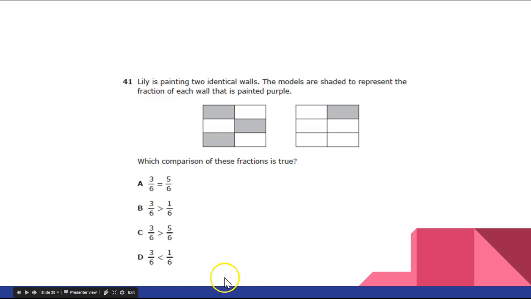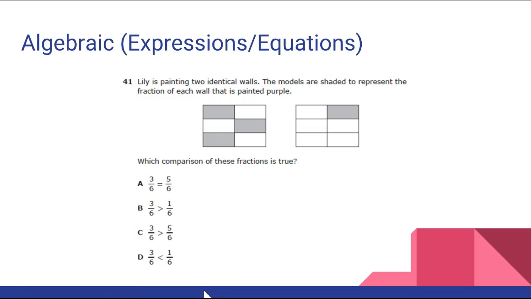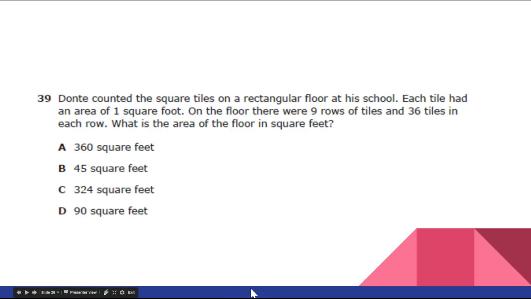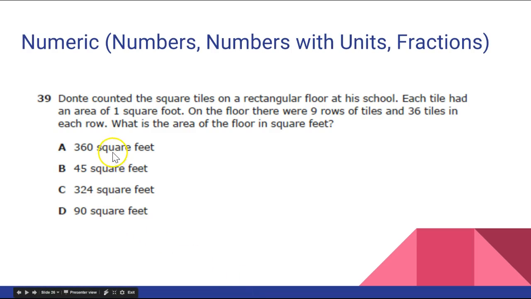So looking at just these answer choices, nothing else, think to yourself, what is that? What kind of item would that be? Algebraic, because we do have those different signs, those operational signs. Number 39. This is numeric. I know it says square feet, but we're not going to look at that because that's not the important part of this answer choice. What's important are the numbers. So this is numeric.